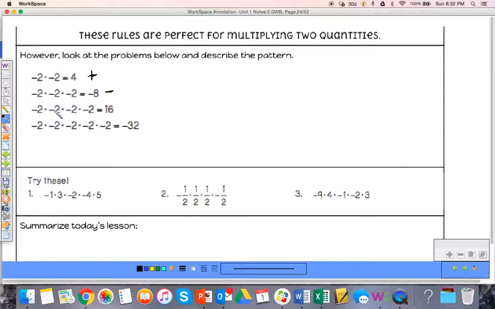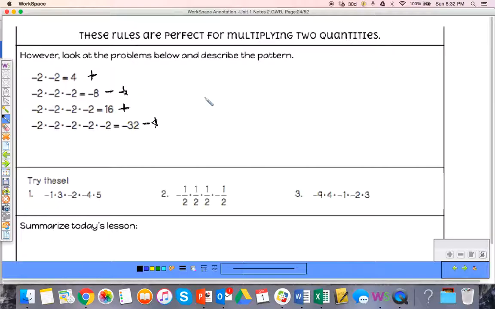Again, we do negative 2 times negative 2 times negative 2 times negative 2, we get a positive answer. And then we do negative 2 multiplied by itself 5 times, and we get a negative answer. Okay? So all of these problems, though, they have the same exact sign. So what we just talked about was if it has the same sign, it should come out to a positive answer. But here and here, that's not the case. They have all of the same signs, but they came out to negative answers.